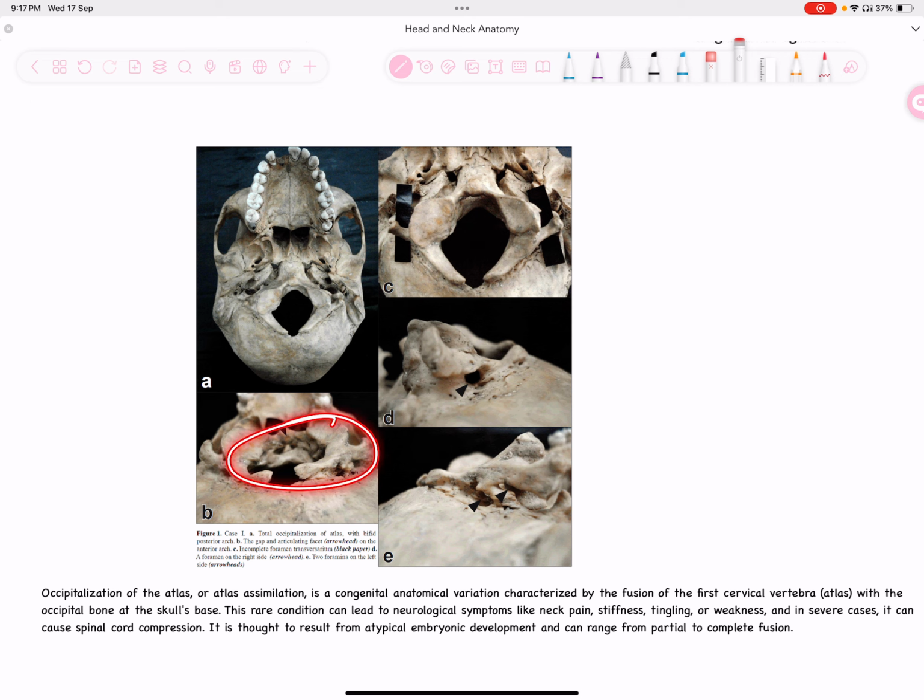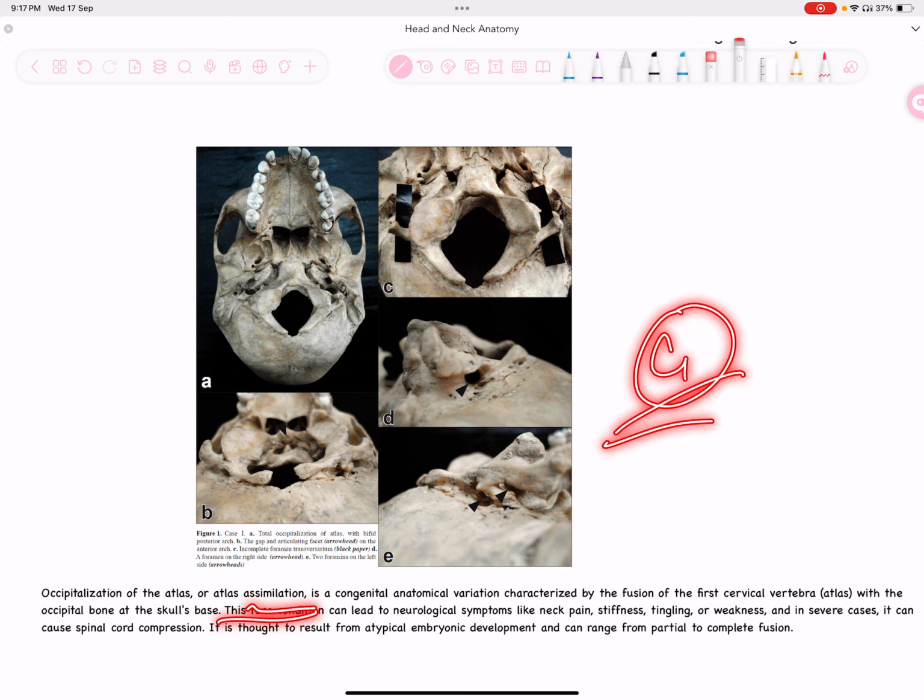So you can see that occipitalization of atlas is atlas assimilation, in which the occipital bone and the atlas, the first cervical vertebra, basically assimilate. They merge together. So this can compress the spinal cord. So this needs surgical decompression.